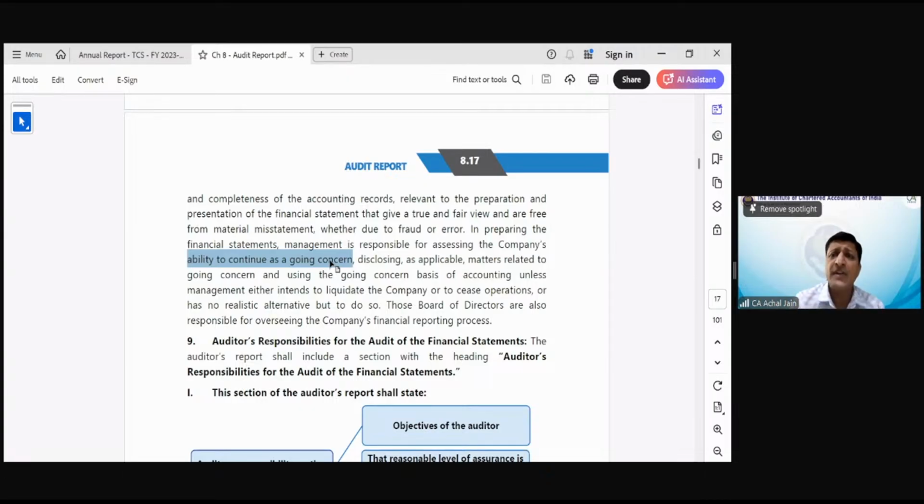Because if, let's suppose, tomorrow you are required to draft this, you can at least put down all of these points. Don't think about the language, because you will not be able to exactly match the way it's covered over here, which is completely okay. Clear? And further, you'll write that the board of directors are also responsible for overseeing the company's financial reporting process.